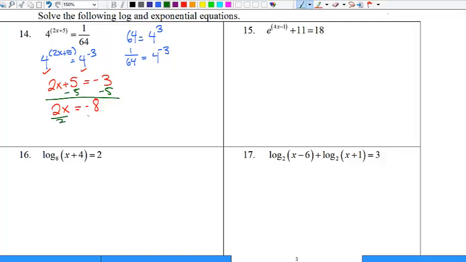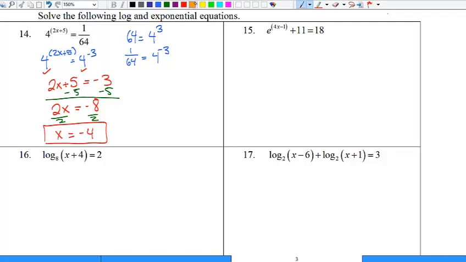So then I can solve this simple equation and I get x equals negative 4. Now that is completely done. I do not have to check that. I can check it if I really want to, but I'm not required to check. I will be required to check on log equations, but not for exponential equations.